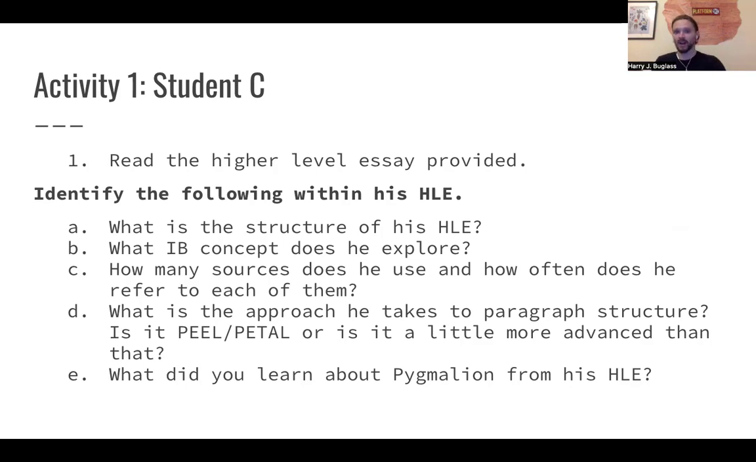So, activity 1. Read the higher level essay provided. Just read it. Then, get your highlighters out. Get your comments ready. What is the structure of his higher level essay? Which of the 7 IB concepts does he explore? How many sources does he use and how often does he refer to each of them? So does he use 3 sources and refer to each once? Or does he use 2 sources and refer to them many times throughout?